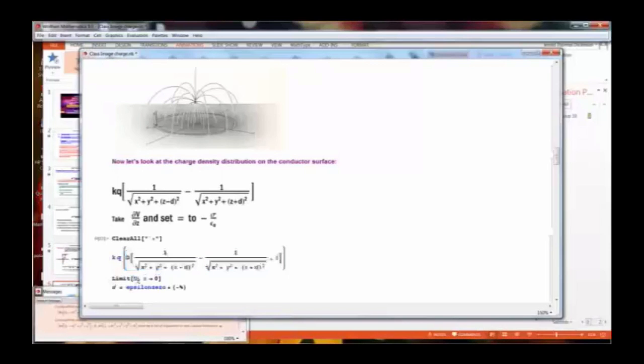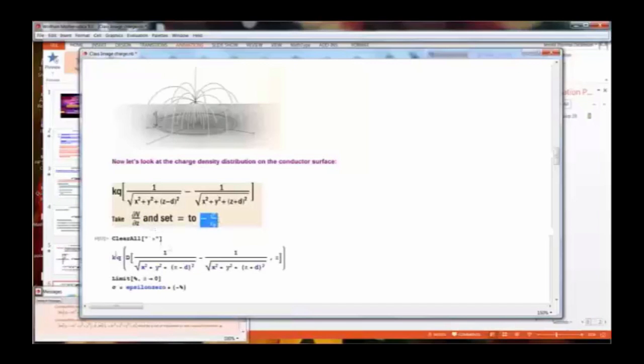This quantity here is the result of this step up here. So we take the limit of this, which is this. That's what this right here is. We take the limit of this as z approaches 0. So that will be then equal to minus sigma over epsilon naught.